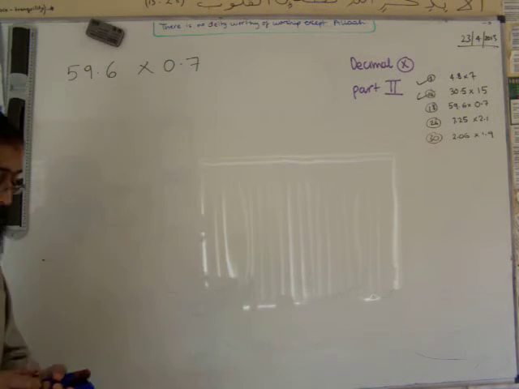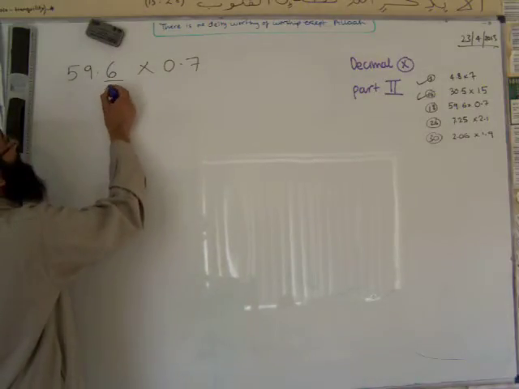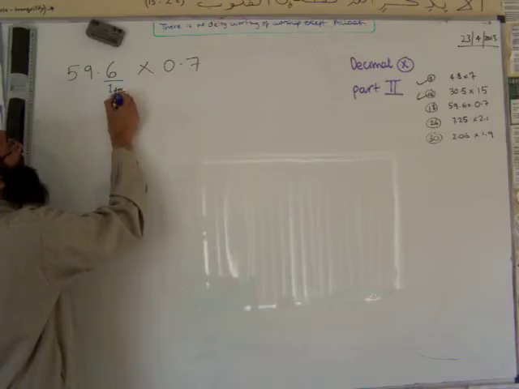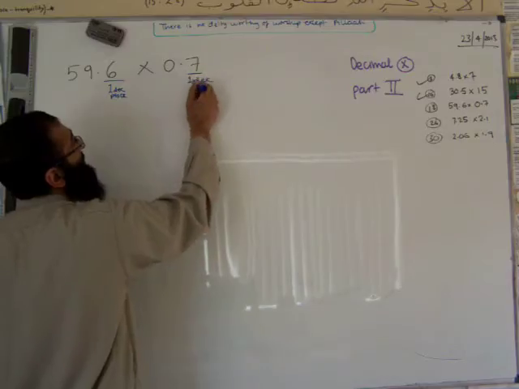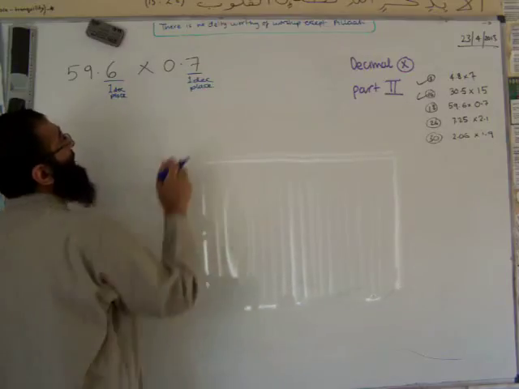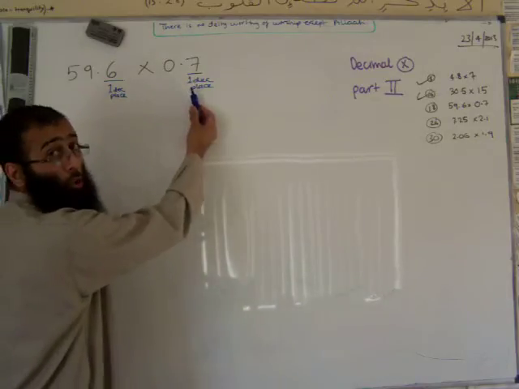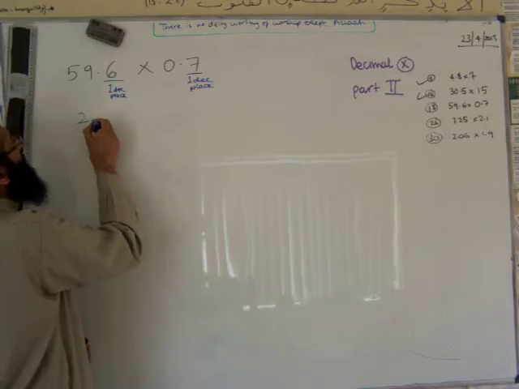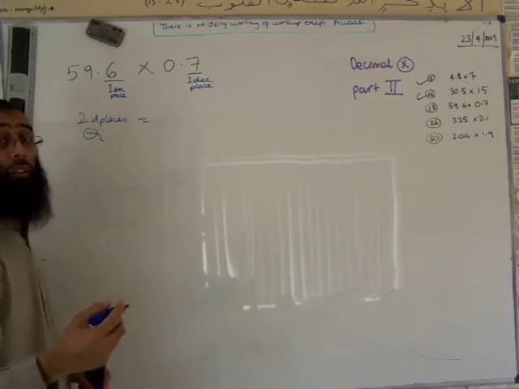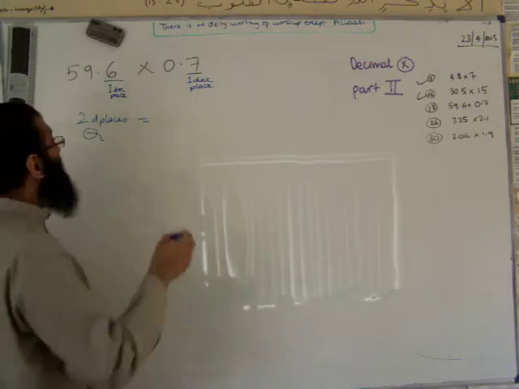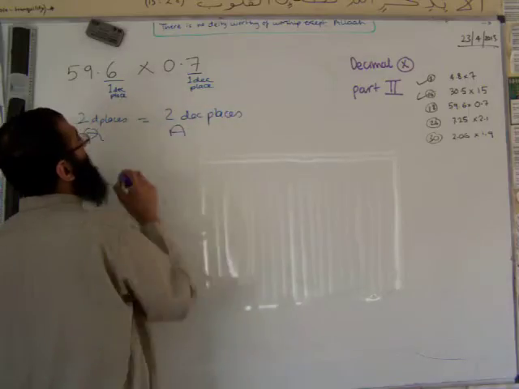Right, let's look at this question now. This question has in it a decimal point. That's 1 decimal place. Decimal point, 1 decimal place. Okay, so altogether how many decimal places do we have? 1 add 1 will give you 2. So we have 2 decimal places in our question. So we will have 2 decimal places in our answer.